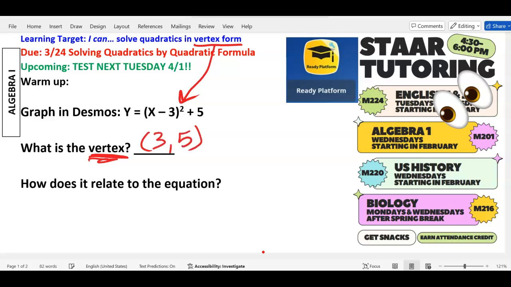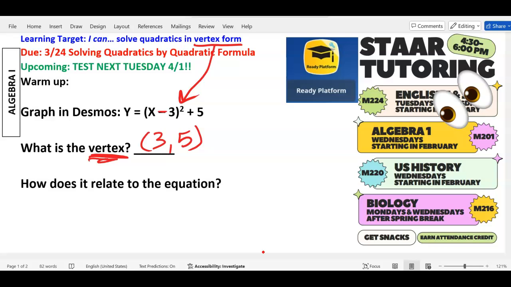Now look up here. Where do you see 3 and 5 in this equation? Oh, it's right here and right here, Mr. G, right? It's in the actual equation this time because it's called vertex form. It should make sense, right? Vertex form looks like the vertex. But there's one little difference. Positive 5 is positive 5, that's the same. But inside this parentheses, instead of a positive 3, do you see this minus right here?